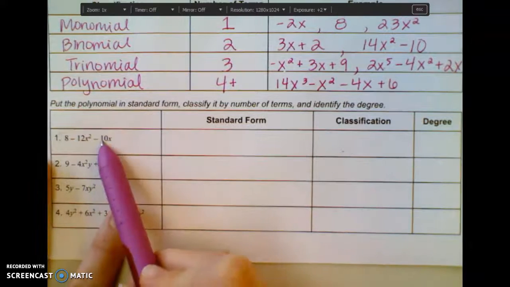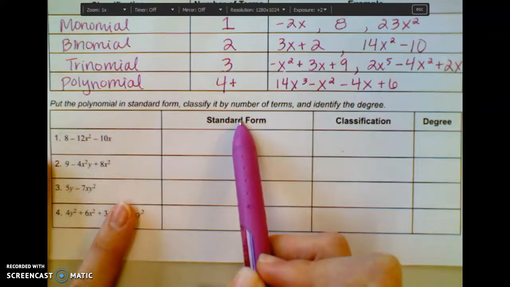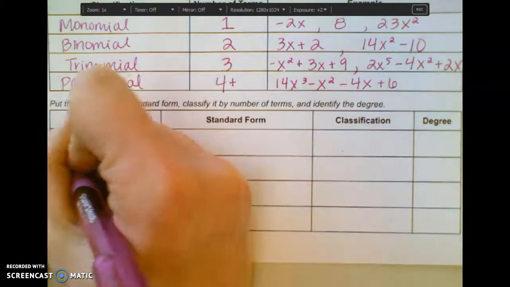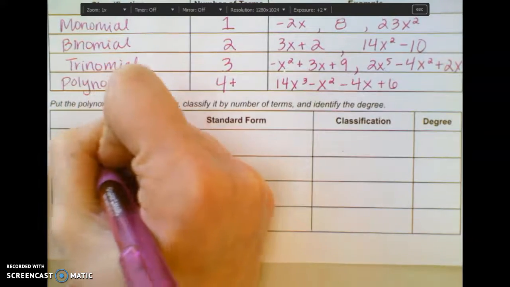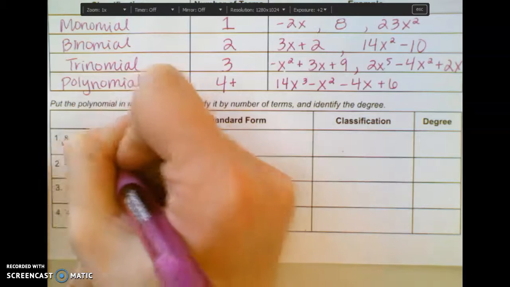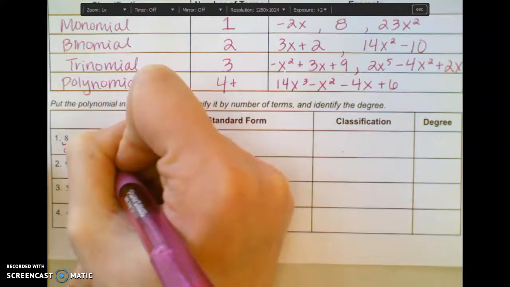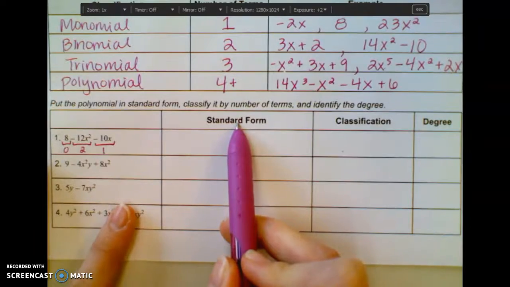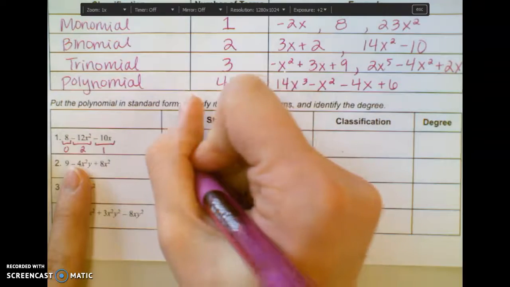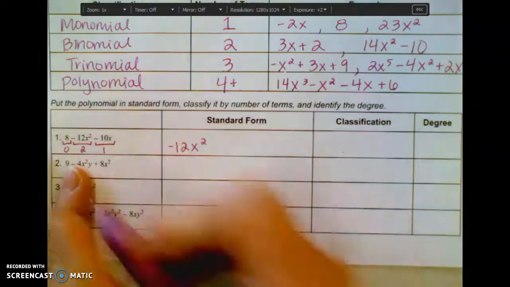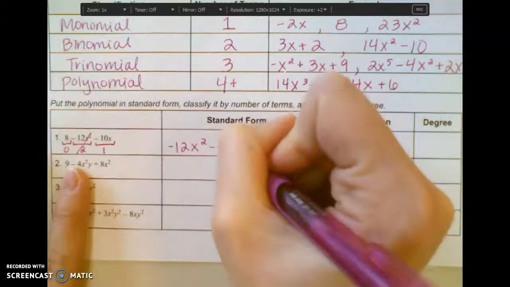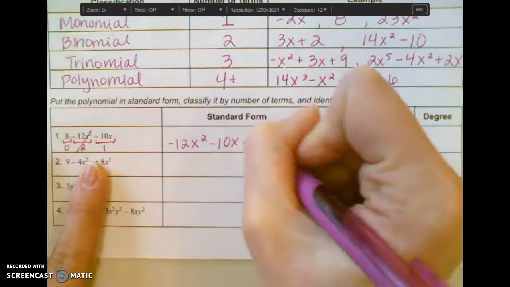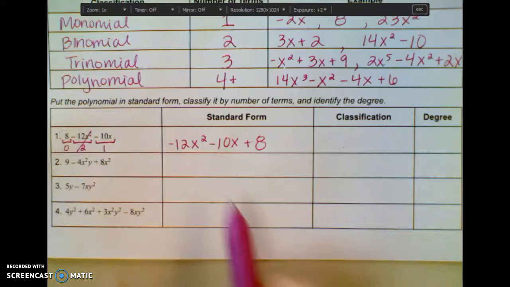So here's the first one. We need standard form. Remember, standard form, we have to look at the degree of each term. So the degree of 8 is just 0, degree of negative 12x squared is 2, and degree of negative 10x is 1. So for standard form, we have to put them in decreasing order of degree. So put the highest degree first. That's going to be negative 12x squared. Then we put the negative 10x because it has the next highest degree, and then we put the 8. So now it's in standard form.